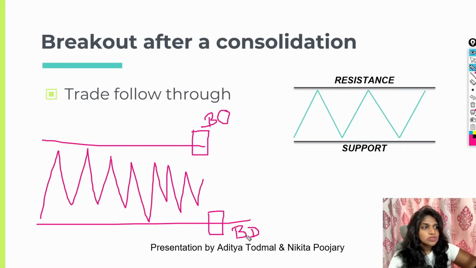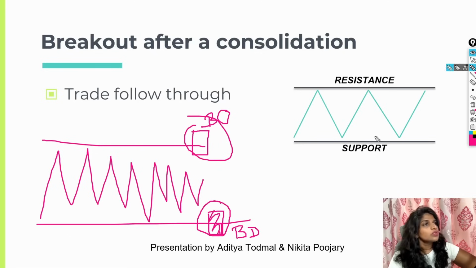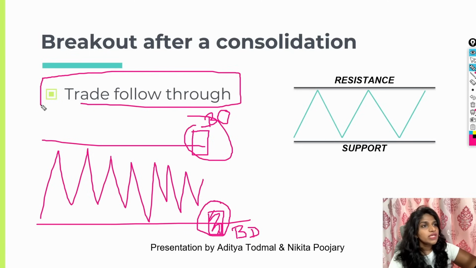Let's assume this shaded one is a red candle, and this blank candle is a green candle. If it breaks on the upside with the green candle, it's a breakout. If it breaks on the lower side with the red candle, it's a breakdown. Now what we have to do is simply trade the follow through. From the support and resistance video, we are very clear that after the range, the market usually gives a big move, and it usually is a trending move.